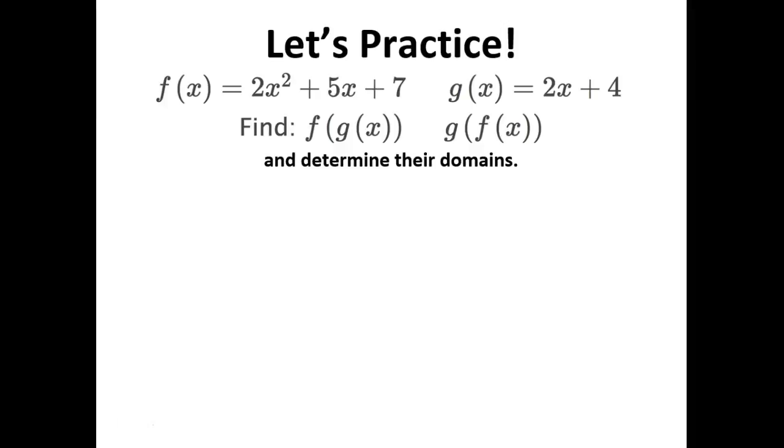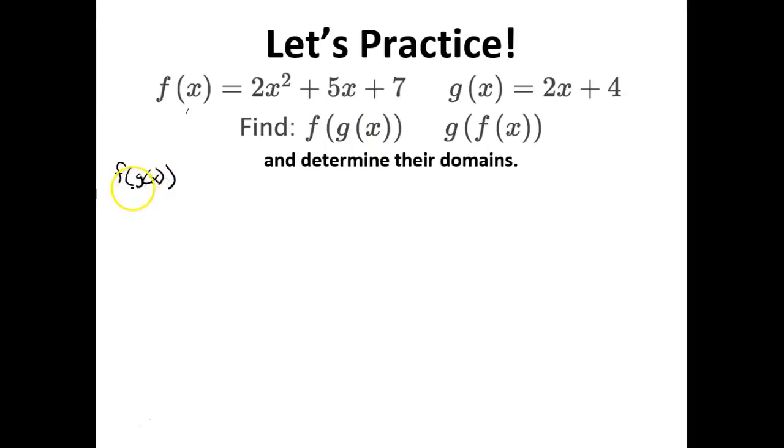So then let's take a look at this mess here. We have f of x. When we put something in, the set of directions is telling us to square it, multiply by 2, plus 5 times what we put in, plus 7. The function g of x is telling us, what we put in, to take it times 2, and then add 4. So here it says find f of g of x. Find f of g of x. So f of g of x.